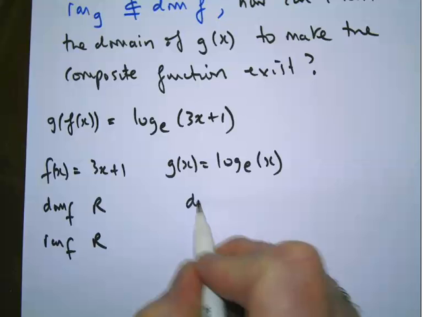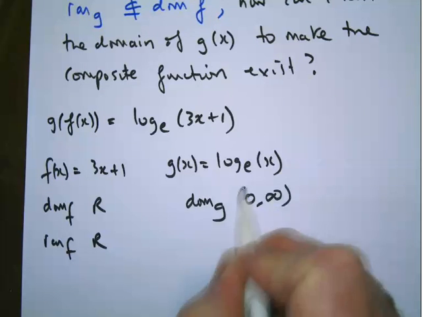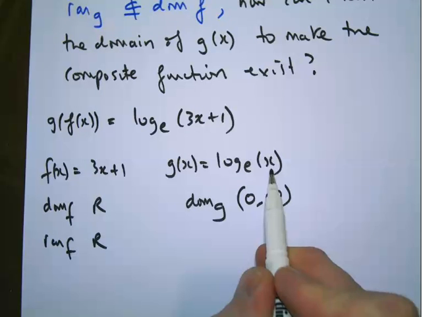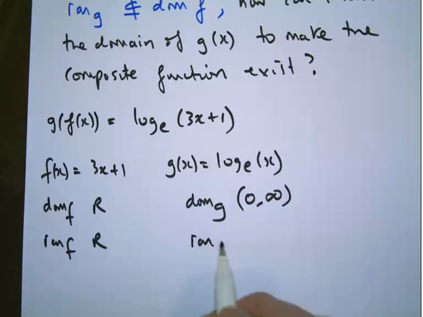The domain of g is 0 to infinity, non-inclusive of either, because it's a logarithm, and you can't put a negative or 0 inside of a logarithm. And the range of g is all real numbers. Okay, that doesn't fit into that, therefore the function does not exist.